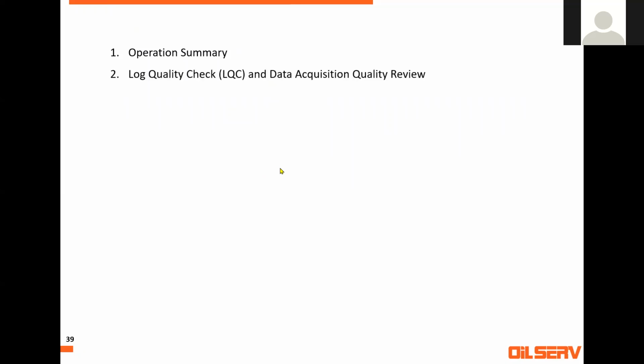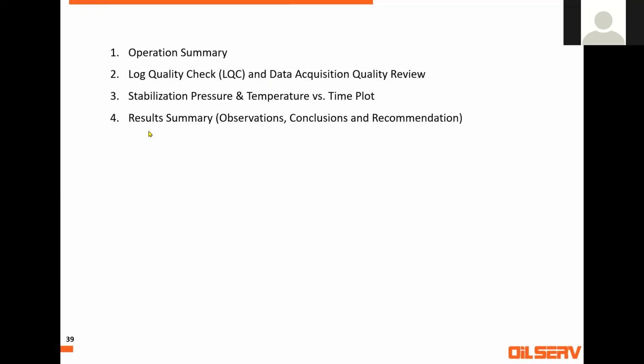Okay, what do we usually put in the final report when we make our report? Unfortunately, I couldn't find any report to share, but I'll try with the content. We put the operation summary, what we did in the field. We put some log quality check: this log is good, this log is bad, this data is good, this data is bad. Usually they put a scale, sometimes from 1 to 10 or 1 to 5. We put the plot that we mentioned for a while, the stabilization plot. We make our result summary, observations, what we saw, conclusion, what we conclude, and what our recommendation is for future runs or for this well.